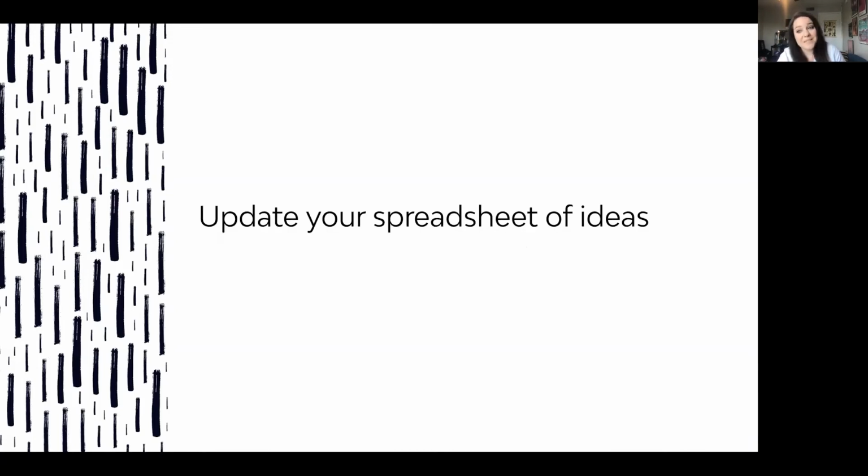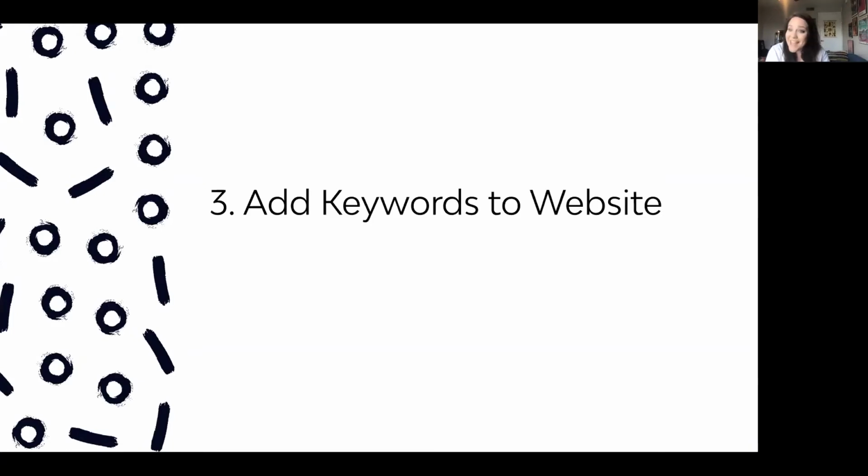And then you're going to update your spreadsheet of ideas. So you're going to go through all of those things that you wrote down before, and you're going to write down this much competition, this much volume, this much cost per click. You're going to write all those metrics down so you have them in a one-page view so that you can see what you're looking at. Then the very last step, super easy, is to add the keywords to your website, which seems pretty easy, right?